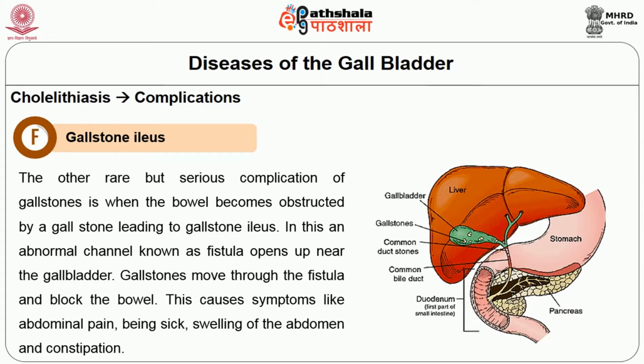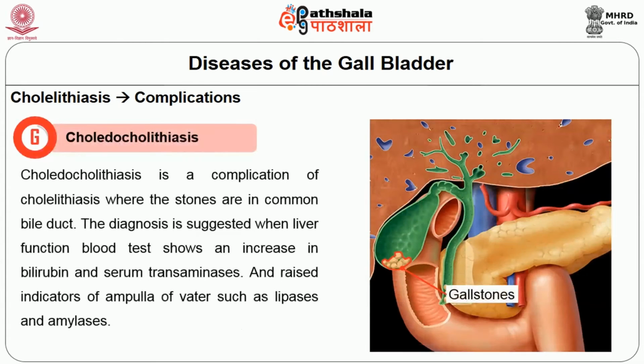Surgery is the usual procedure done and the gallstone is removed. Next comes choledocholithiasis. It is a complication of cholelithiasis where the stones are in the common bile duct. The liver function blood test shows an increase in bilirubin and serum transaminases and raised indicators of ampulla of Vater involvement, such as lipase and amylase.